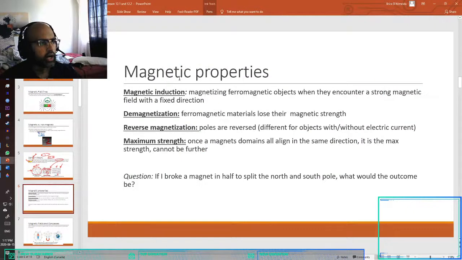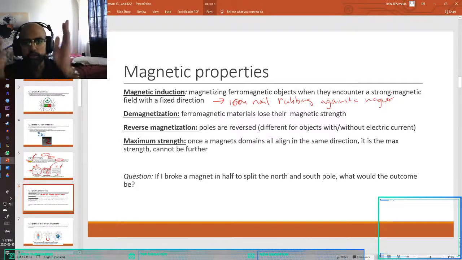Okay, magnetic properties. So we have some definitions here. Magnetic induction: we magnetize a ferromagnetic object by encountering a strong magnetic field. So the example I gave, you can make something magnetic, like you make an iron nail magnetic by rubbing it against a magnet. You don't actually have to rub it. You just have to bring it really close to a strong magnet.